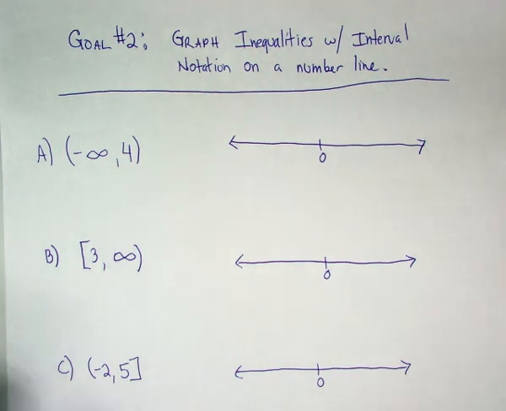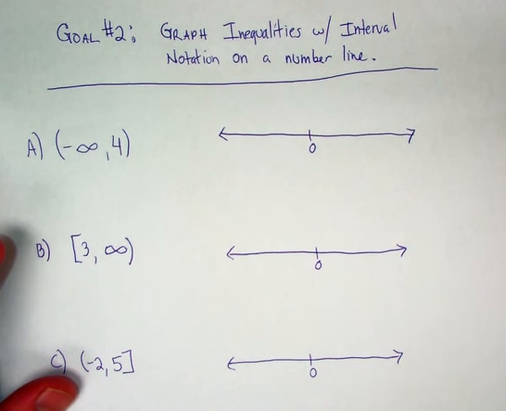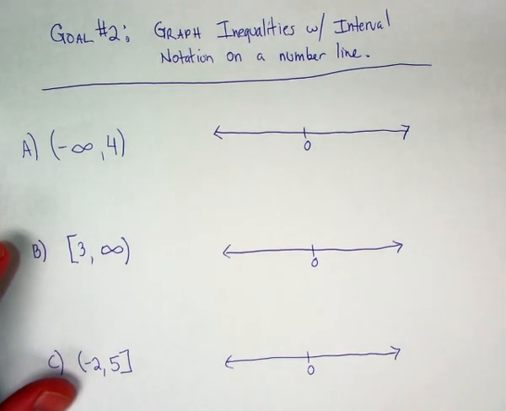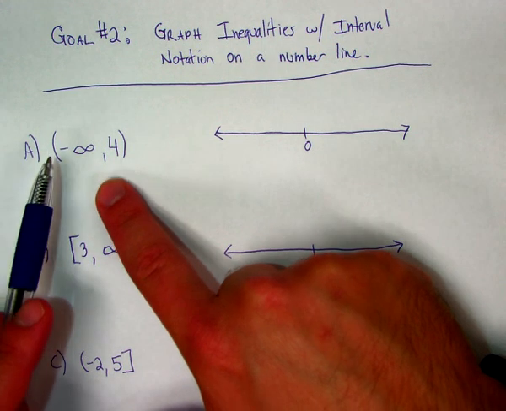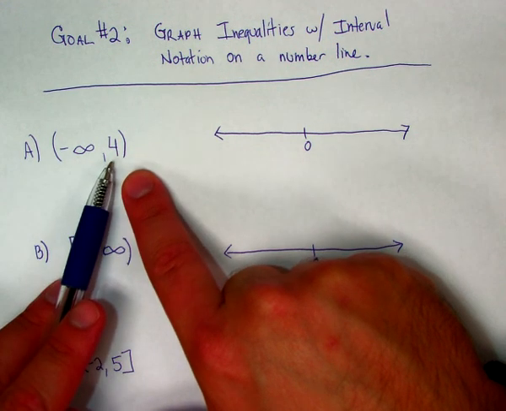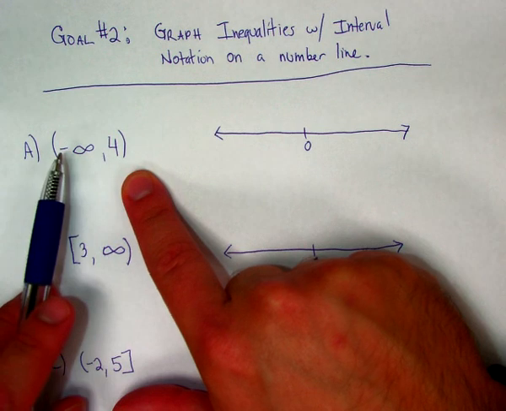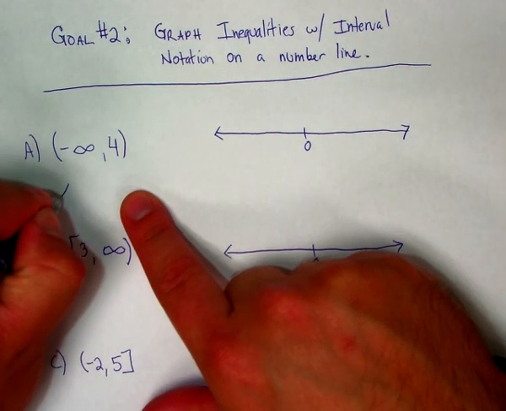Okay, everybody. So in goal number 2, we're going to be dealing with graphing of inequalities with interval notation on a number line. First, let's look at example A, which the interval says we're going from negative infinity all the way up to positive 4. So what we're going to do is take this and convert it into an inequality, and we're going to compare the values within the inequality.